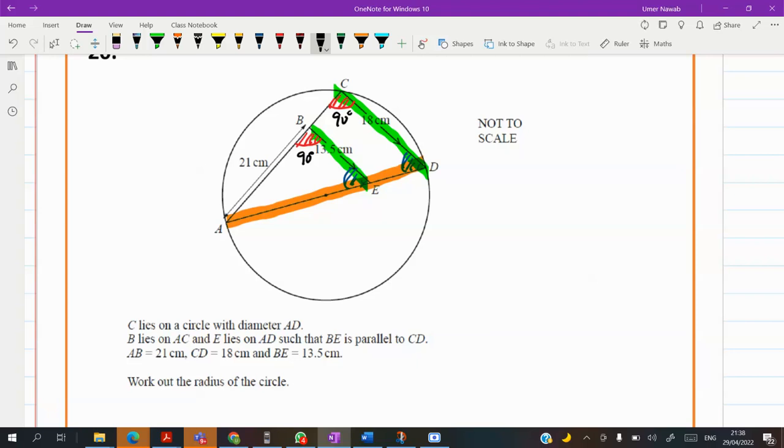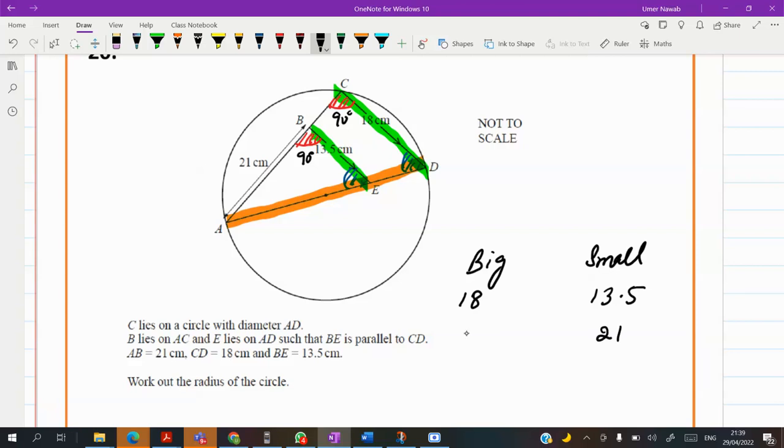Done? I want to find AD first. Because AD is required, if I get AD, then it would be easier for me to take half of AD, which is the radius of the circle. So how can I get AD, my friend? I have a big triangle, I have a small triangle. So the big triangle, one dimension CD is 18, and the corresponding side is 13.5. I think you have no problem. Now, my friends, another side which is given to me here, AB side, which is for the smallest triangle, that is 21.